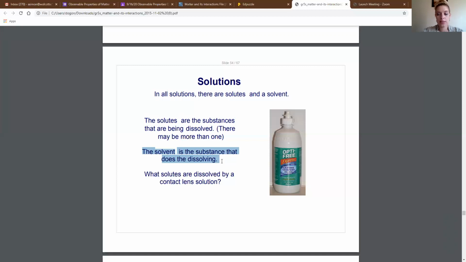Okay, so let's look at the example from yesterday. We talked about salt water. The solute would be that salt, because that is the thing that is kind of disappearing, in a sense. The solvent would be the water, because the water is what is doing the dissolving.